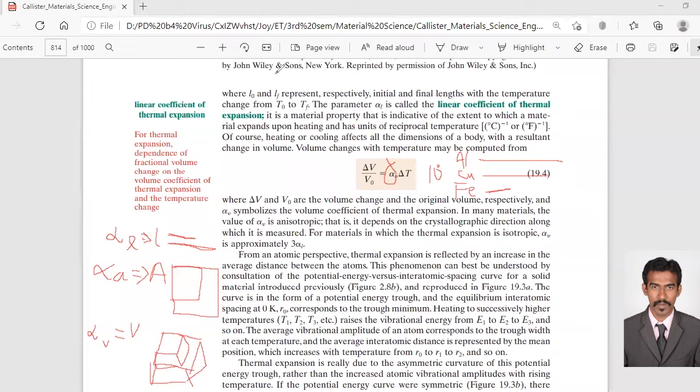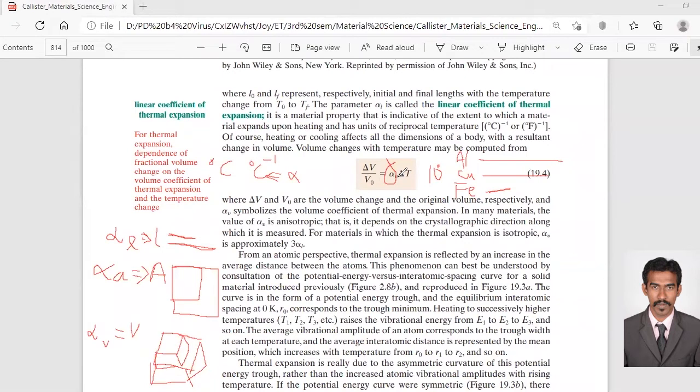of thermal expansion. Of course, heating or cooling affects all the dimensions of a body, with a resultant change in volume. Volume changes with temperature may be computed from delta V upon V naught equals alpha V into delta T. In a similar way to linear, where delta L upon L naught equals alpha L into delta T, that is the linear expansion coefficient, the linear change in length. For volume, you just replace L with V, so delta V upon V naught equals alpha V into delta T.